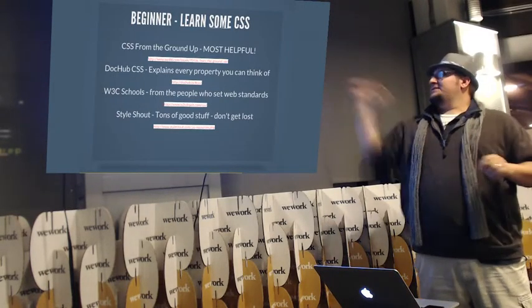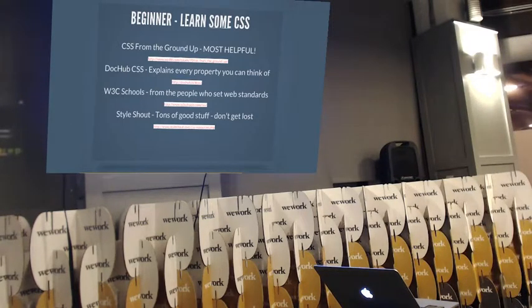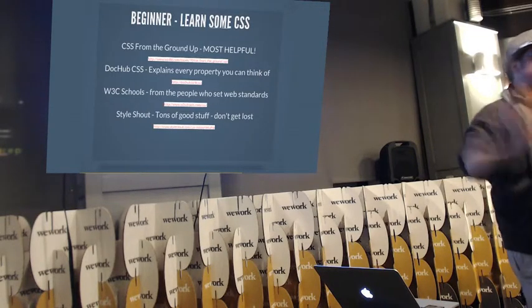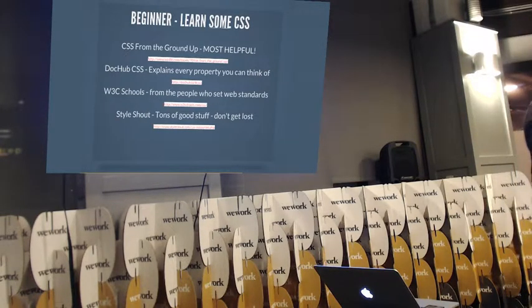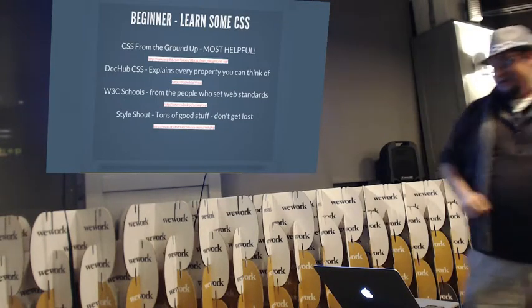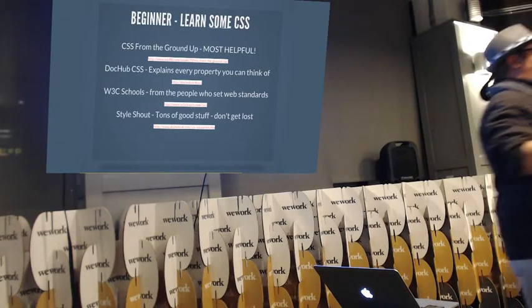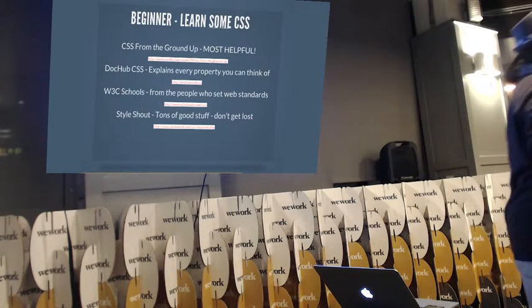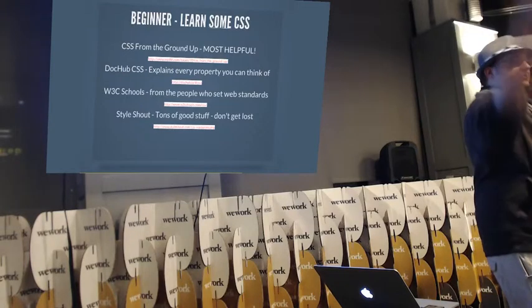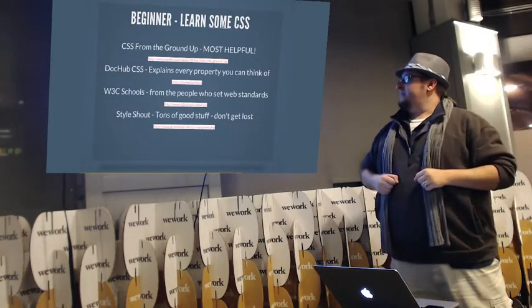We have one of them, CSS from the ground up. It's the most helpful site that I've found. It actually has a whole bunch of tutorials and explains how CSS works, what an H1 tag is. It's a wonderful, easy tutorial that anybody can access. The Doc Hub CSS actually is a list of all the CSS attributes on the left side. You click on one of them, it tells you what it does on the right side. It's just a really simple looking site, but it's great.